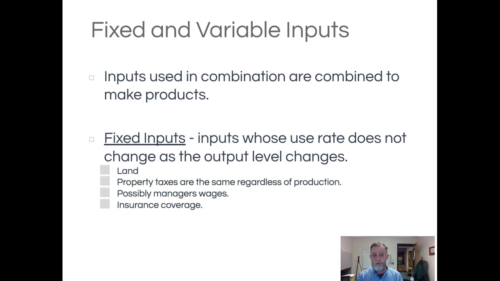Okay, property taxes are another thing that may not change because of our level of output, or even the amount of sales that we have. Maybe even the manager's wages wouldn't change too much, at least the base pay. If there's a commission involved for any of your employees, or in this case the manager, then that portion may be considered on the variable end of the input scale.